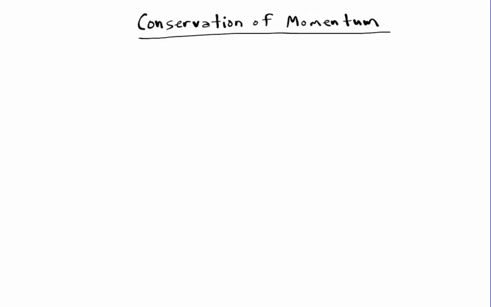Let's look at the math behind this conservation of momentum idea. Conservation of momentum says that when you have a system of two or more objects and forces are exerted between these objects, then the total momentum of the system is conserved. Even though the momentum of each object is going to change, the total net change between the two is going to be zero.